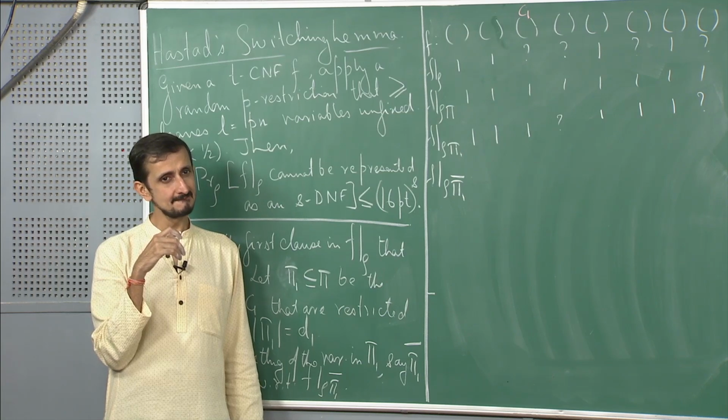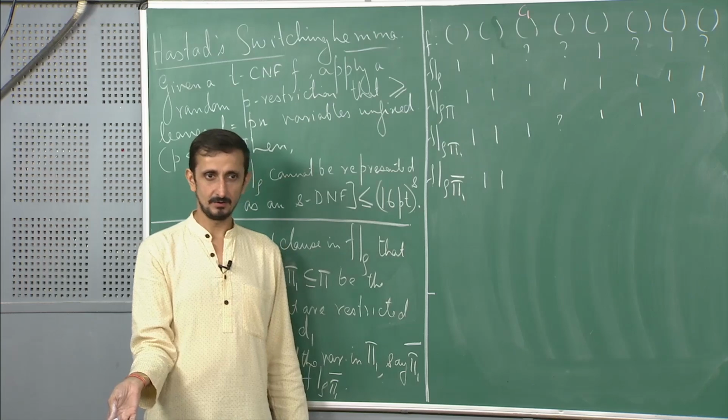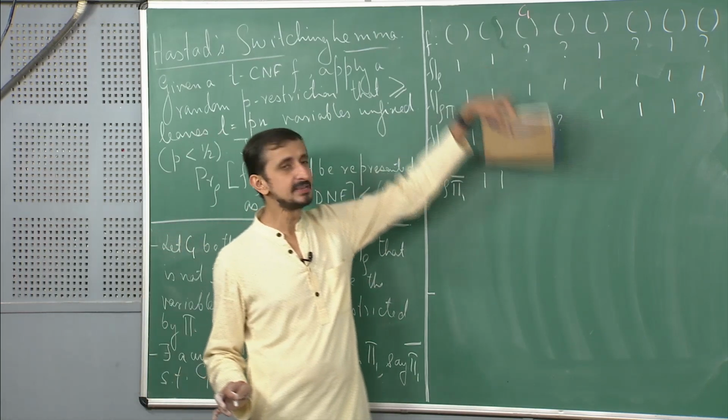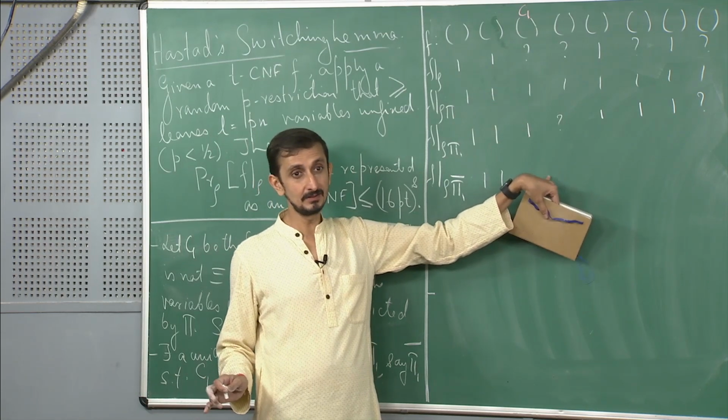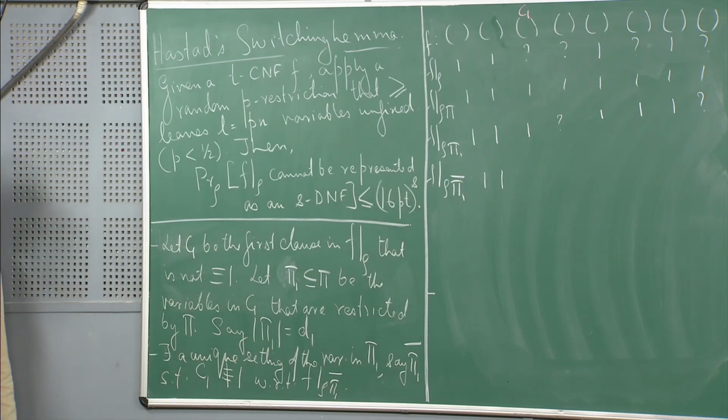Those remain 1 because rho was restricting them to 1 anyway. So I already have rho, they do not change. What about C1? Well, it does not become 0, it becomes unrestricted now. No, we are not fixing everything. See, that is the thing.